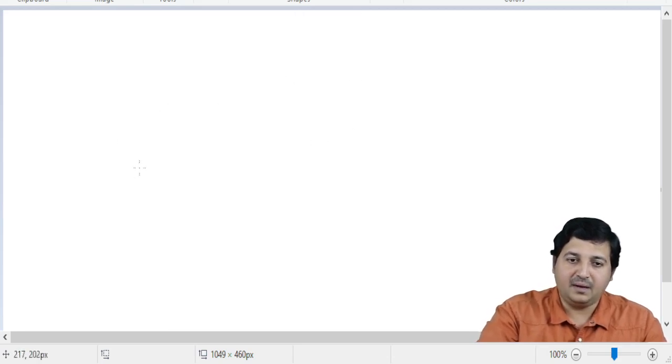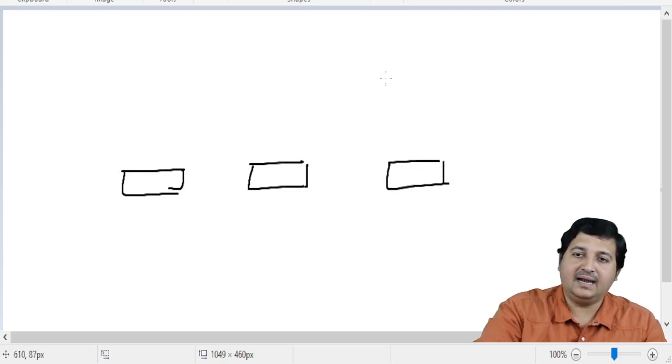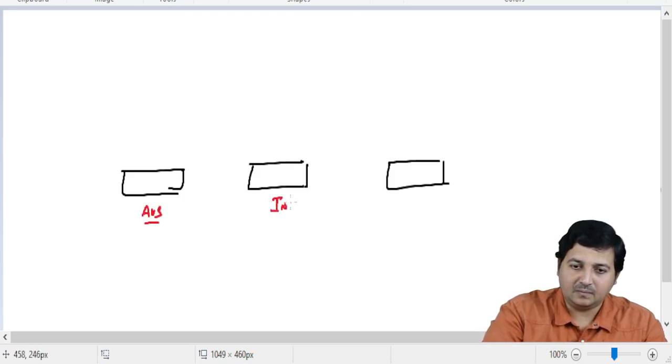For example, imagine we have 3 different networks. This is my first network, second network and third network. Let me write the names of the 3 different networks as Australia, India and UAE.